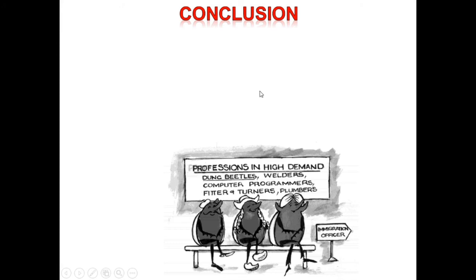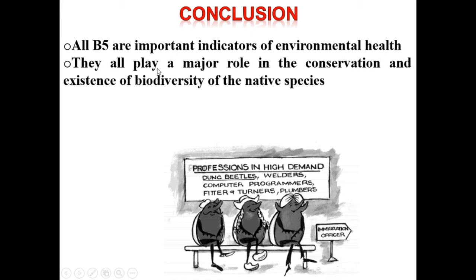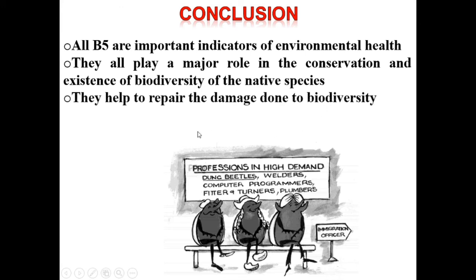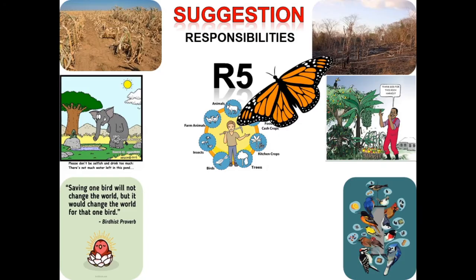So, as a part of conclusion, I can say all the B5 are important indicators of environmental health. They all play a major role in the conservation and existence of biodiversity of the native species. They all help to repair the damage done to biodiversity. And also all the B5 help to maintain and enhance healthy forest and agro ecosystem. So once we protect all these species and restore all these areas, definitely we can conserve biodiversity.